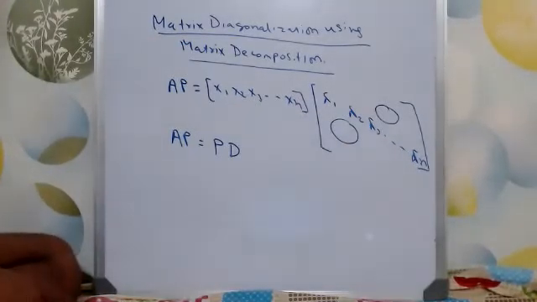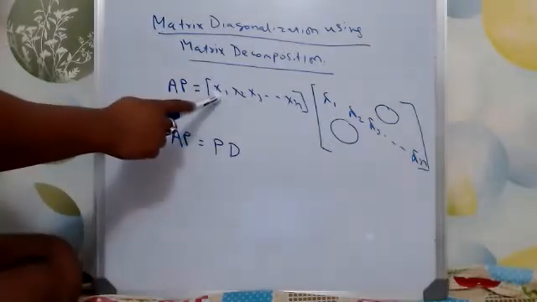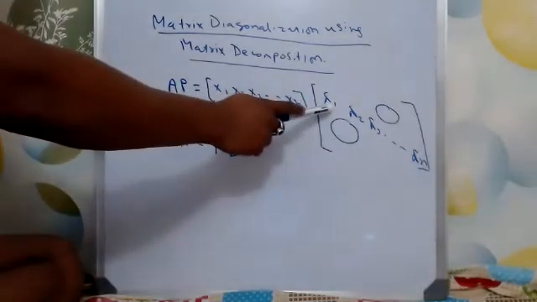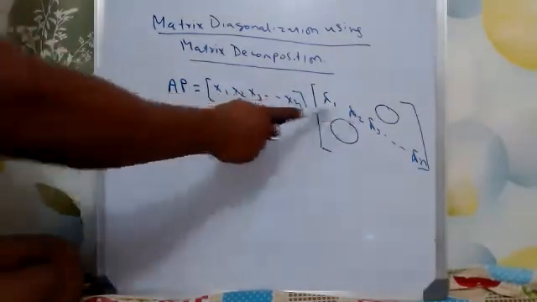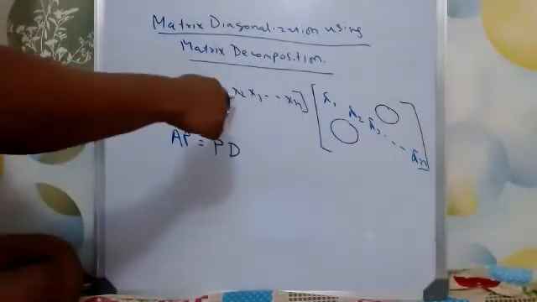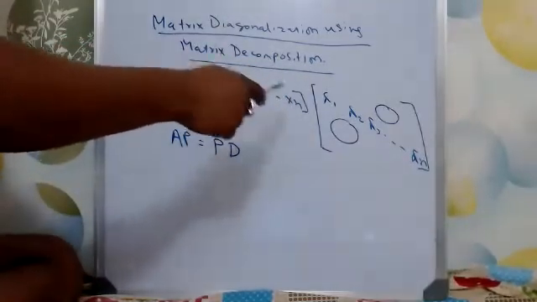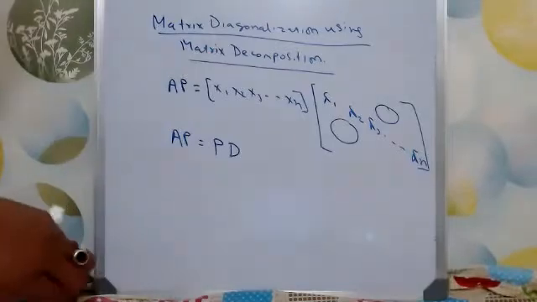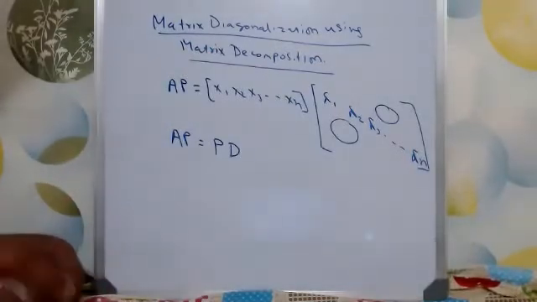Now the order has to be maintained. If here you have taken x1 first, then you have to take lambda 1 there, then x2, then lambda 2, like this. Since when you multiply it, it should come as lambda 1 x1, lambda 2 x2, like this. Okay. So finally we have AP is equal to PD.